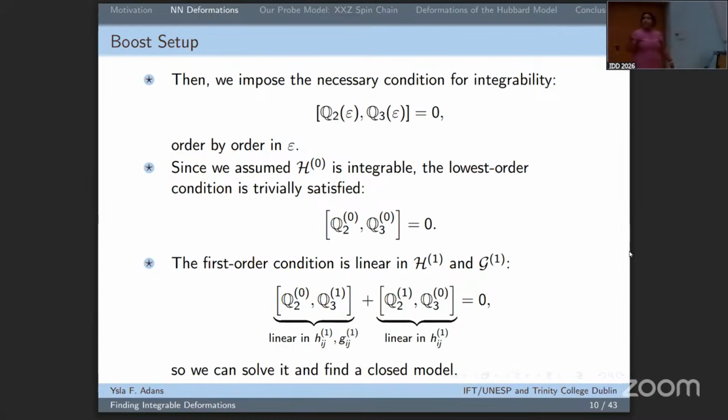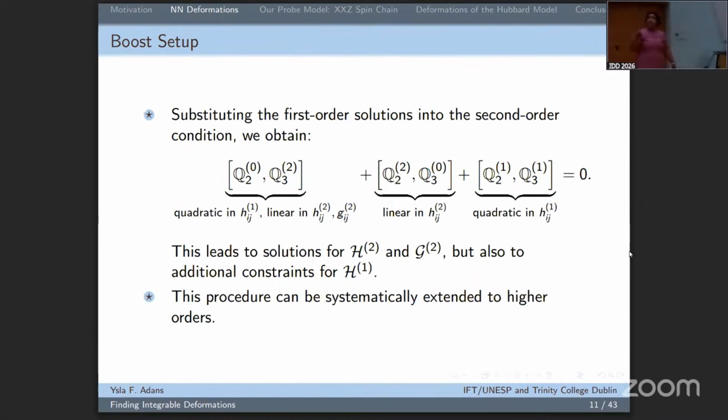And this will give you some constraints that are linear in both H and G. So when you solve this, you find a closed model, which is very good because you can take this model and now put it at the second order, like an iterative method.